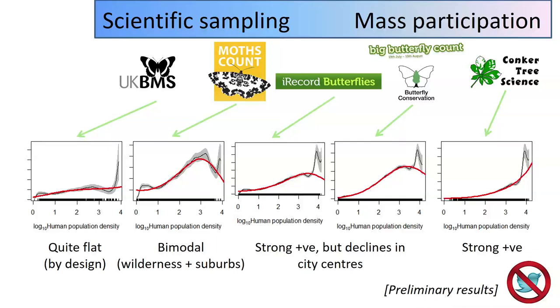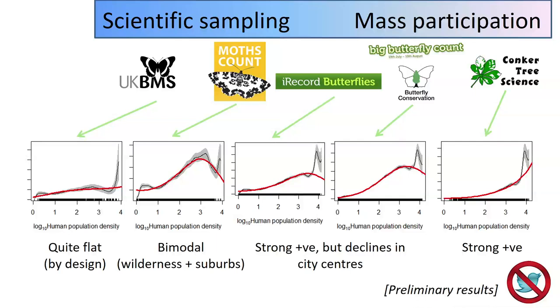This is remarkably flat, and again, I think that's partly by design. So it shows that if you do want to do something in a very designed way, then you can get this much weaker relationship with human population density. And I think it becomes very interesting when you look at these sorts of projects, where you tend to get highest rates of participation actually in the suburbs rather than in the city centres.